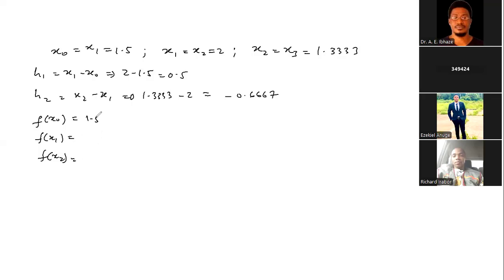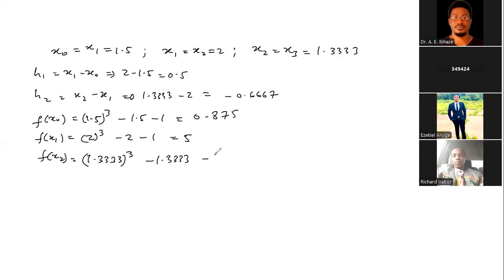And this is 1.5 cubed minus 1.5 minus 1, which is 0.875. And then this is 2 cubed minus 2 minus 1, which is 5. And then this is 1.3333 cubed minus 1.3333 minus 1, which is 0.037.